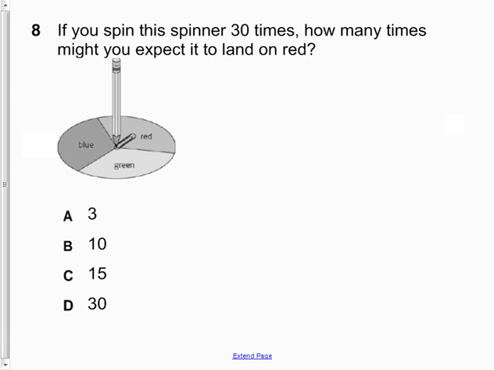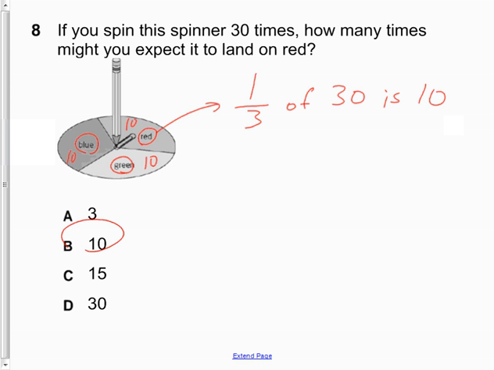Question 8 says, if you spin the spinner 30 times, how many times might you expect it to land on red? So obviously, I have to know that since these are all equally spaced, the probability of it landing on red is, there are 3 possibilities. One of those is red. So 1/3 of 30 is 10. It should land 10 times on blue, 10 times on green, 10 times on red for 30. So equally spaced, it should land on red 10 times.